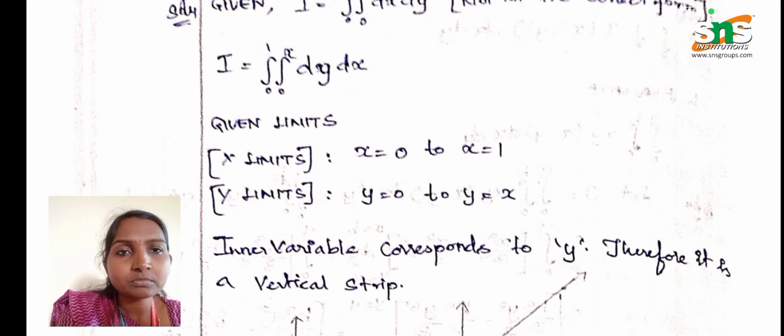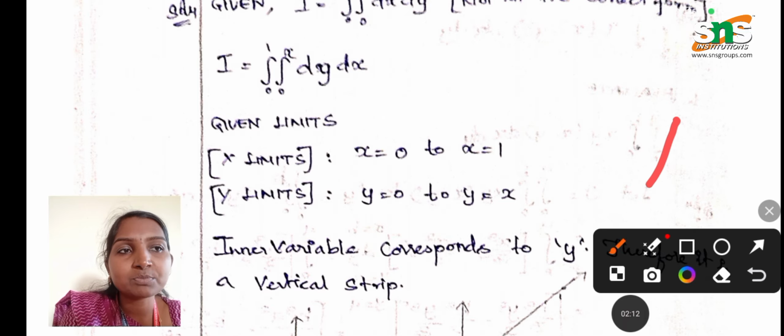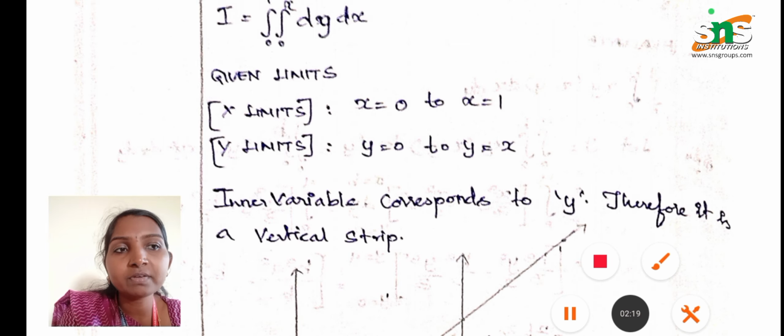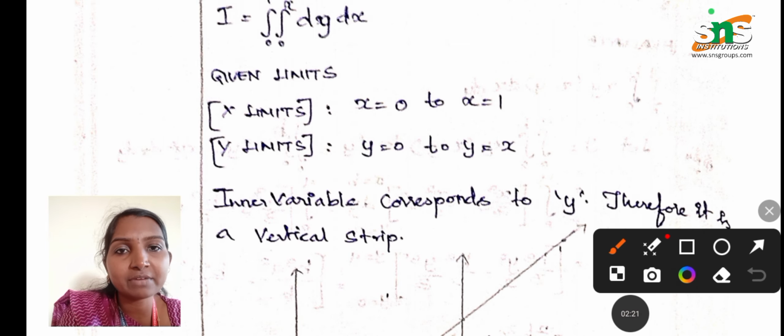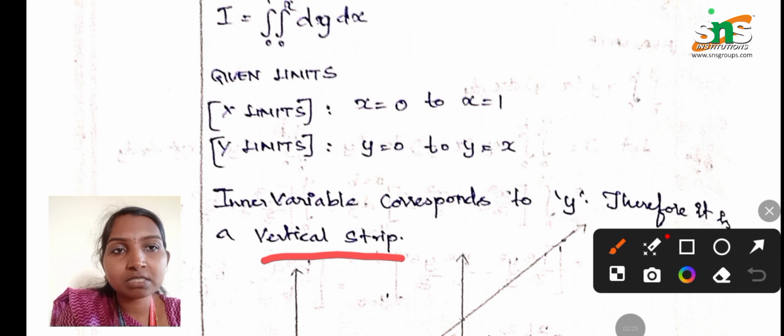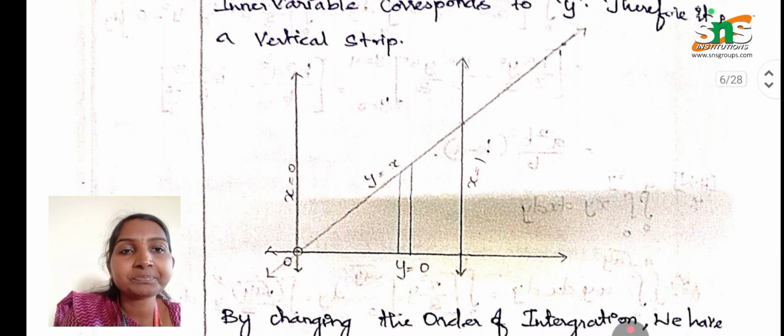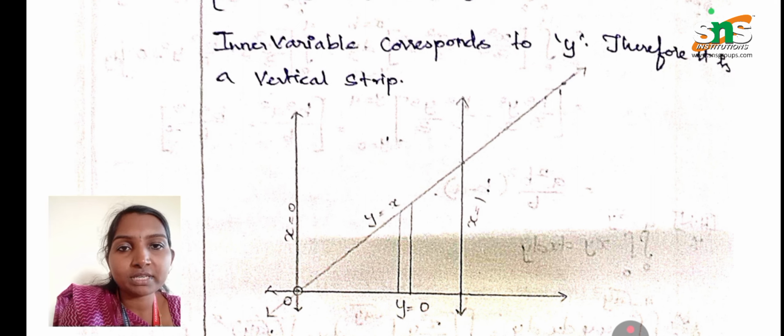Next, what is our inner variable corresponding to? Inner variable corresponds to y, so therefore it should be a vertical strip while we are drawing in the graph. What do I mean by a vertical strip? It is nothing but the line joining the given area, the region. So how will we draw the vertical strip?